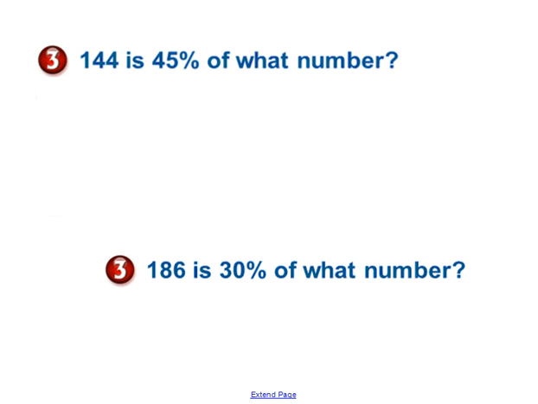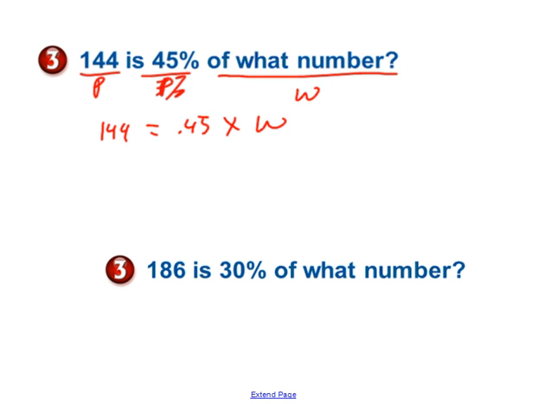144 is 45% of what number? 144 then is my part. This is my part. This is my percent. I'm just going to use the percent symbol. And this is my whole number. So I'm going to say 144 is equal to 0.45 times what number? Well, to find out what that is, I need to divide both sides by 0.45. That leaves W is equal to 144 divided by 0.45, which comes out to be 320.